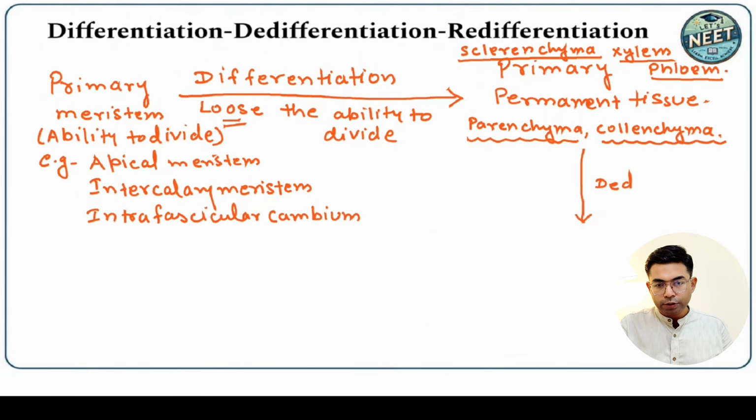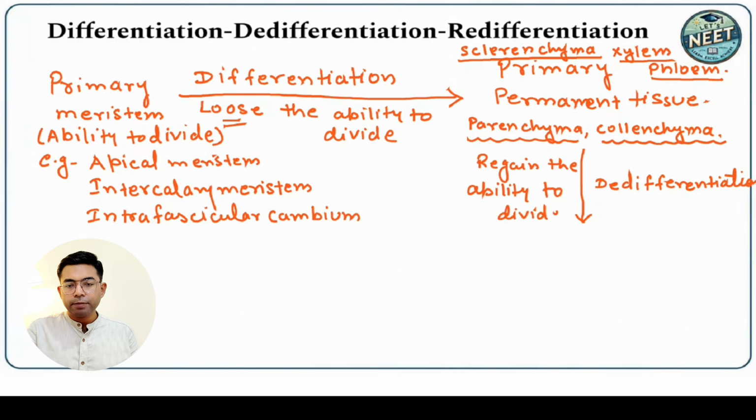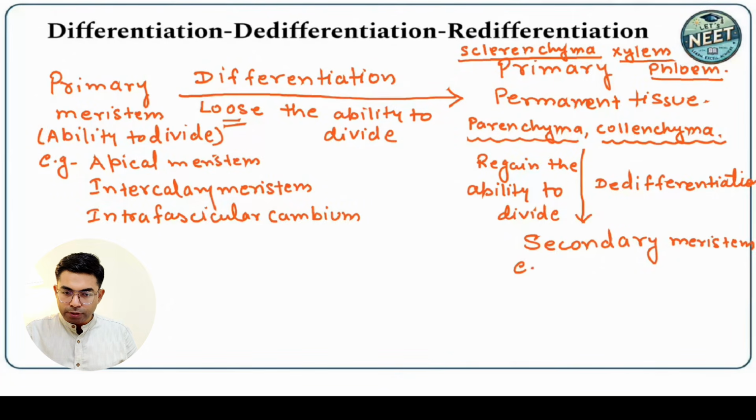Now how will you define dedifferentiation? Dedifferentiation simply means to regain the ability to divide. It means this primary permanent tissue will now become secondary meristem, and this secondary meristem will have the ability to divide.